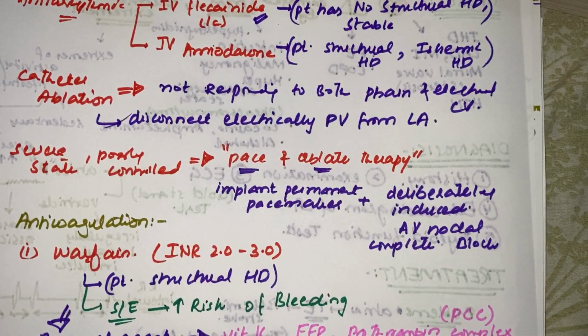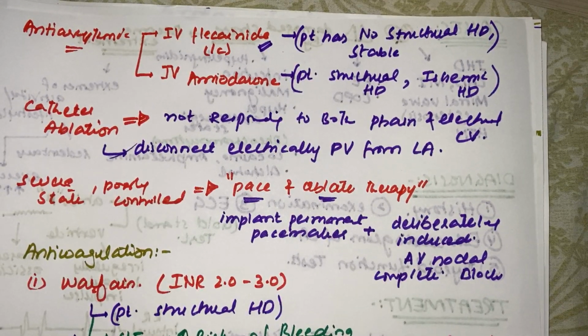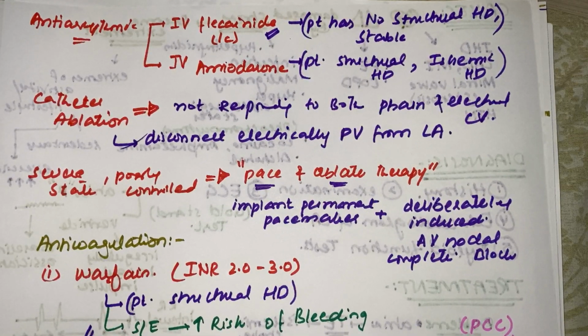Another point to maintain the rhythm is the antiarrhythmic drugs. For that we have two options, IV flecainide and IV amiodarone. If both the cardioversion procedures fail, we go for catheter ablation. And in severe and poorly controlled cases, pace and ablate therapy is used.